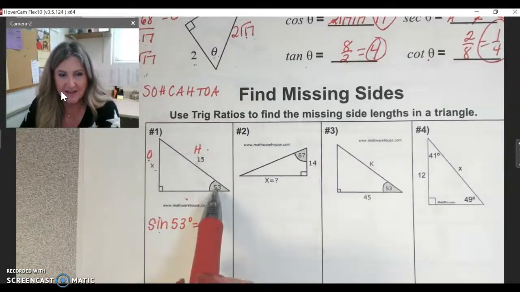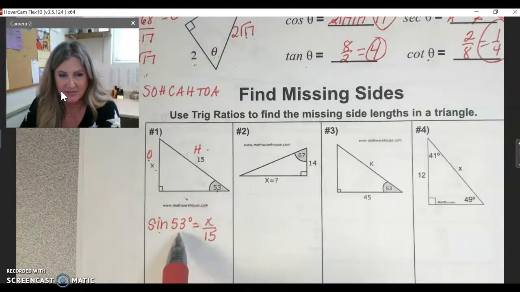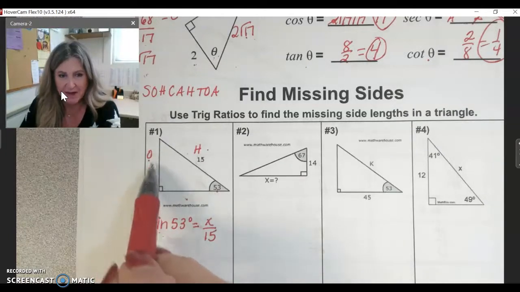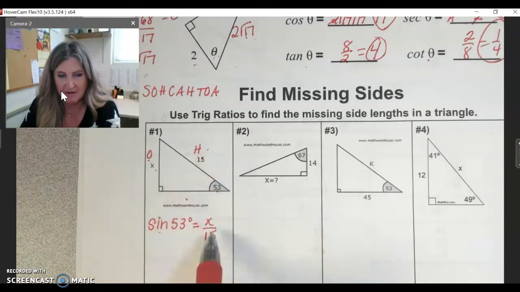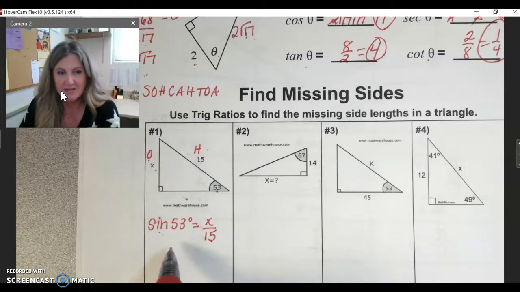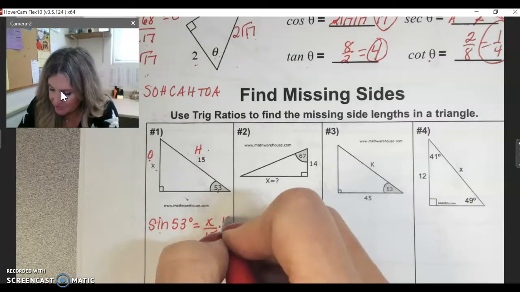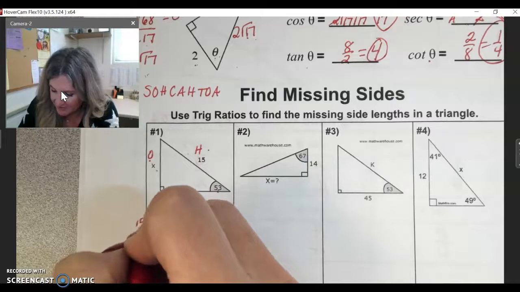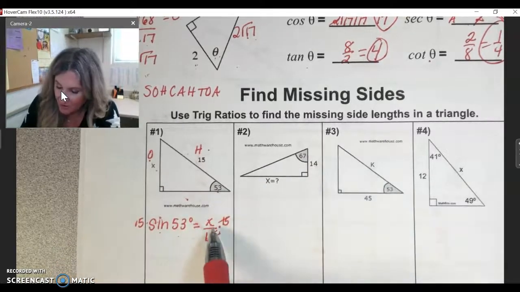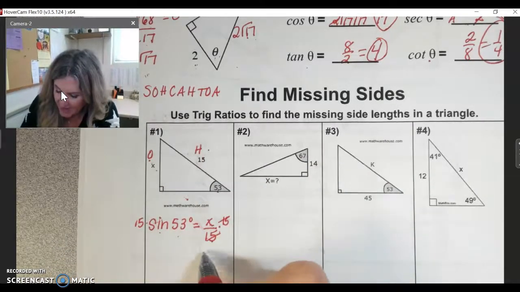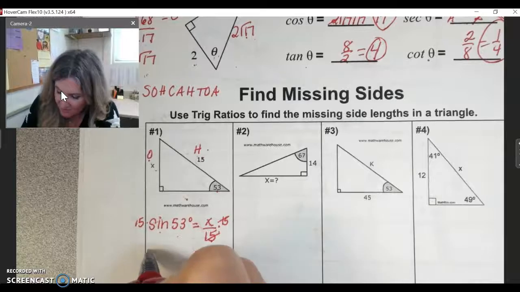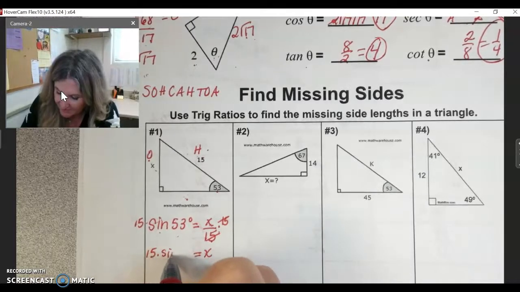We do sine of theta. Our angle is theta, which is 53. What's our opposite? X. What's our hypotenuse? 15. Now to solve this for x, I need to undo divided by 15. So I'm going to multiply both sides by 15. And so now I get rid of the 15 on the bottom, and I'm going to get x equals 15 times the sine of 53.